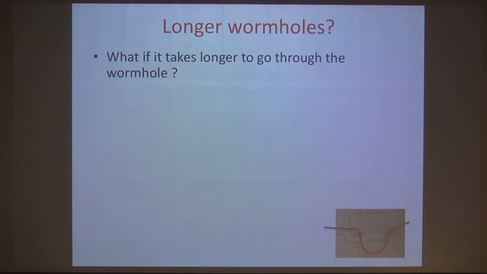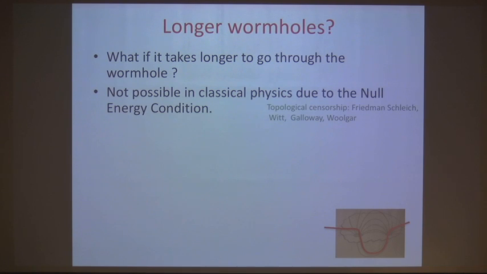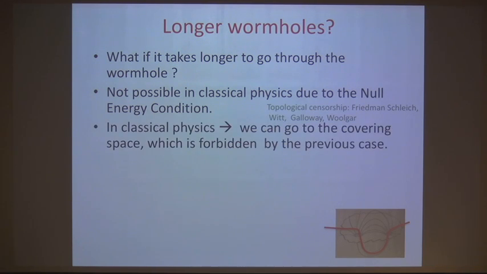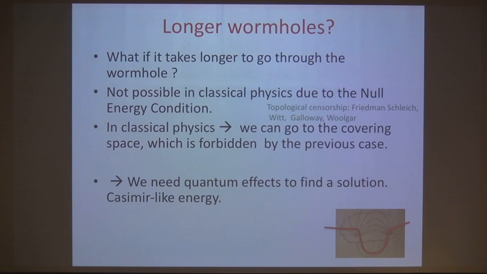Now, these results do not forbid a longer wormhole. You could have a wormhole where it takes longer to go through the wormhole than it takes to go through the ambient space. That's not possible in classical physics due to the null energy condition, the same integrated null energy condition. That's automatically positive in classical physics, regardless of whether it's the fastest null line or not. One way to understand that is that we can go to the covering space, and in the covering space it would be forbidden by the previous case. But in any case, if we wanted to find a solution like this, we would need some quantum effects so that the null energy condition is not obeyed. So we have to find a solution with some negative Casimir-like energy. And the question is whether we can do it in a controllable way, because we would be balancing some classical terms against some quantum terms.